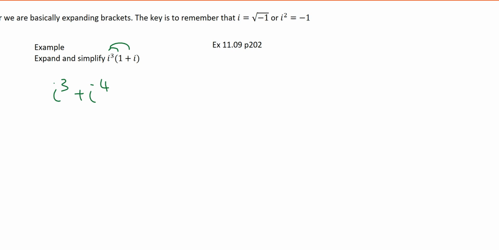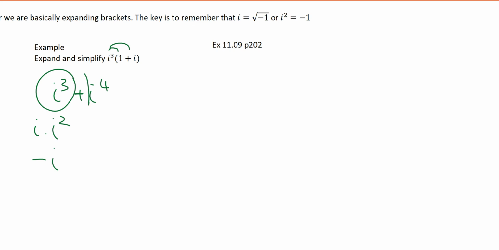So what I need to be able to do is change i cubed and i to the power of 4 to just i's and real parts. So i cubed. What is that? i times i times i, or in other words, i times i squared, which is -1, so that there is -i. Does that make sense? Yep.